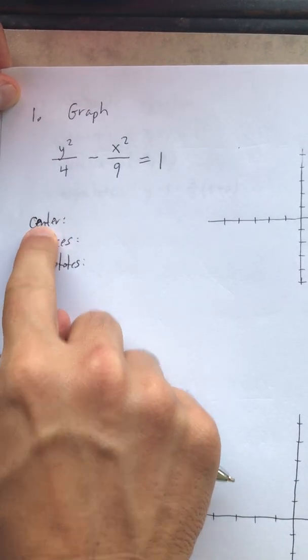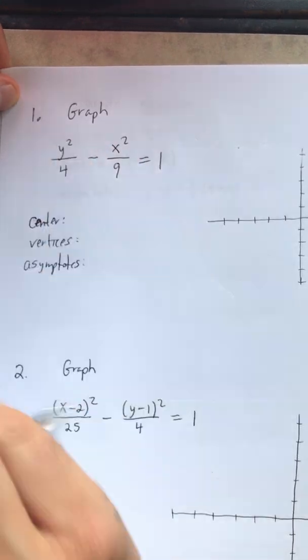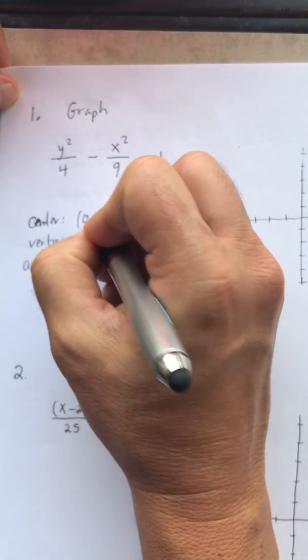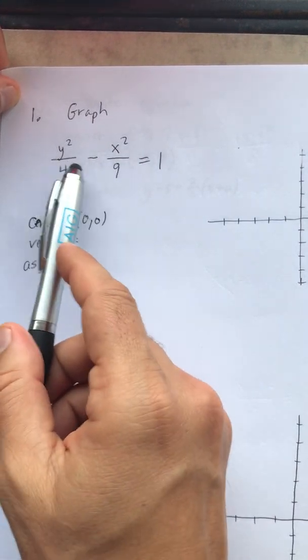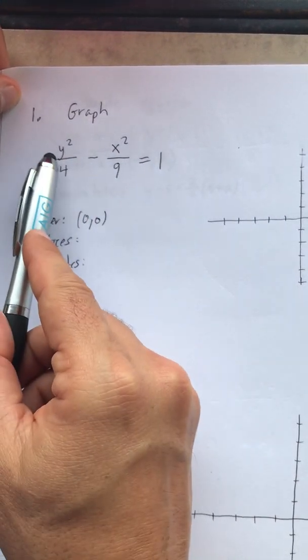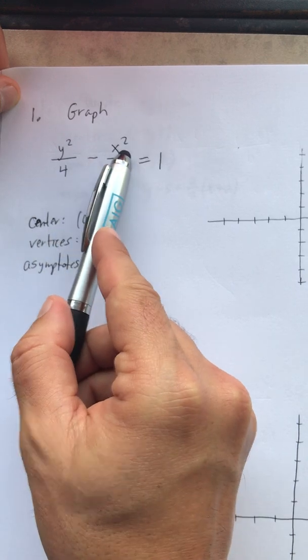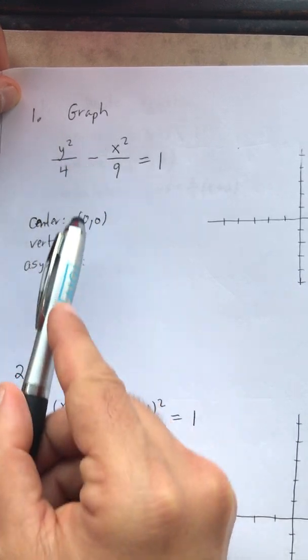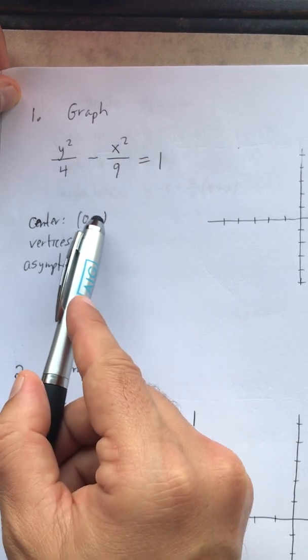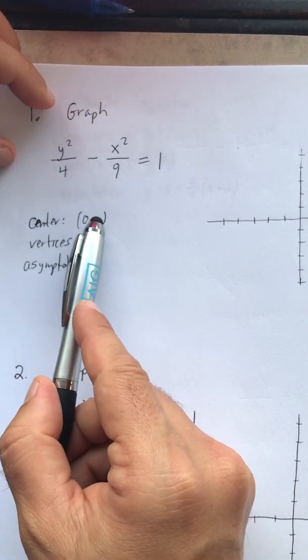All right. So the center, there's no h and k, so the center is going to be 0, 0. Now, this hyperbola, the y is first. It's y minus x. When the y is first, the hyperbola opens up and down. So the vertices are going to be above and below the center.